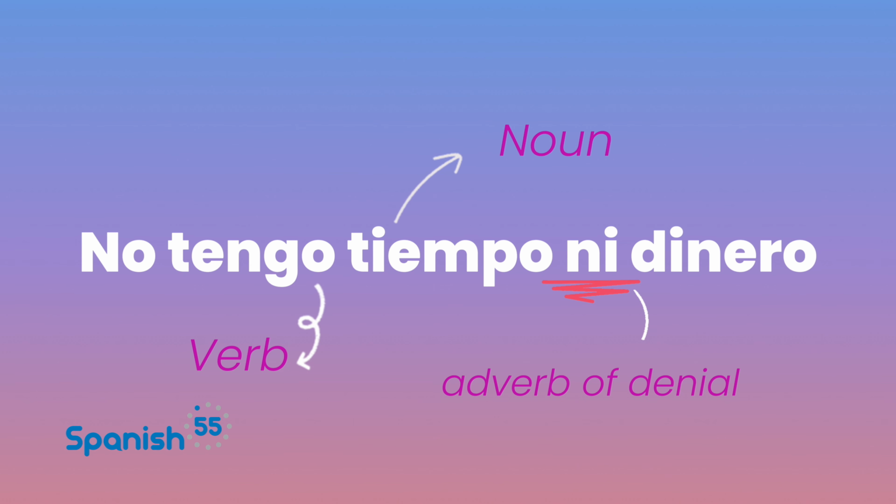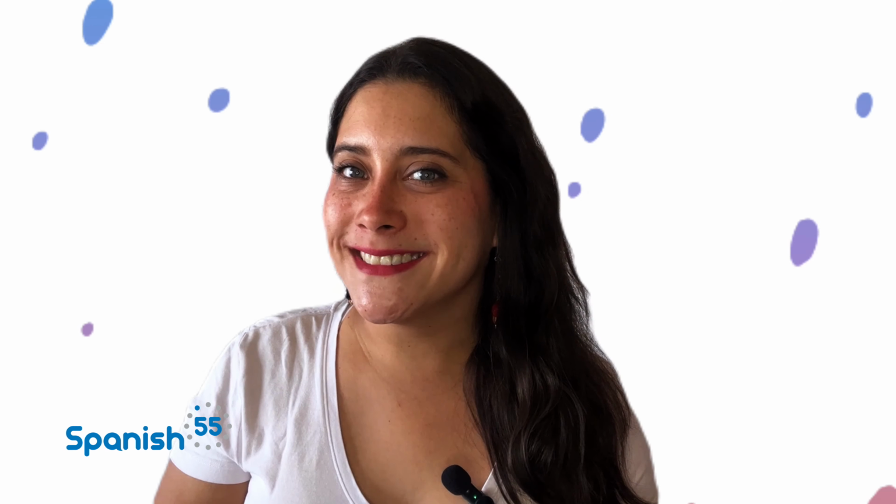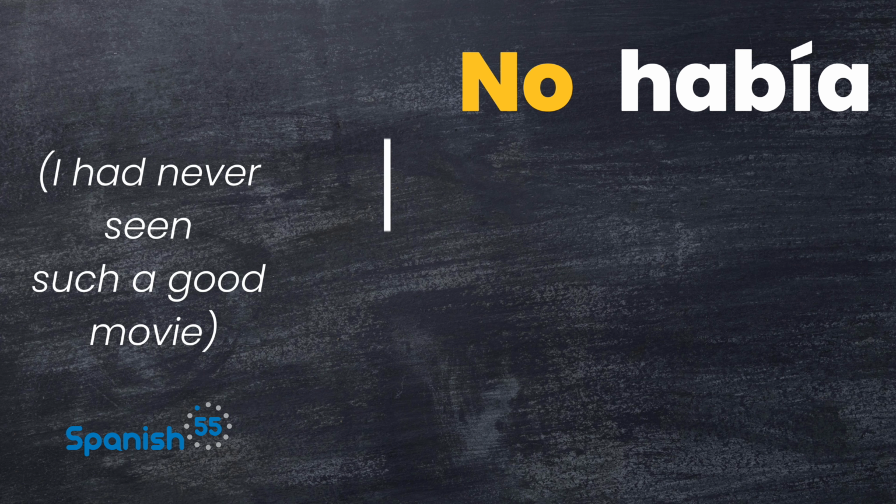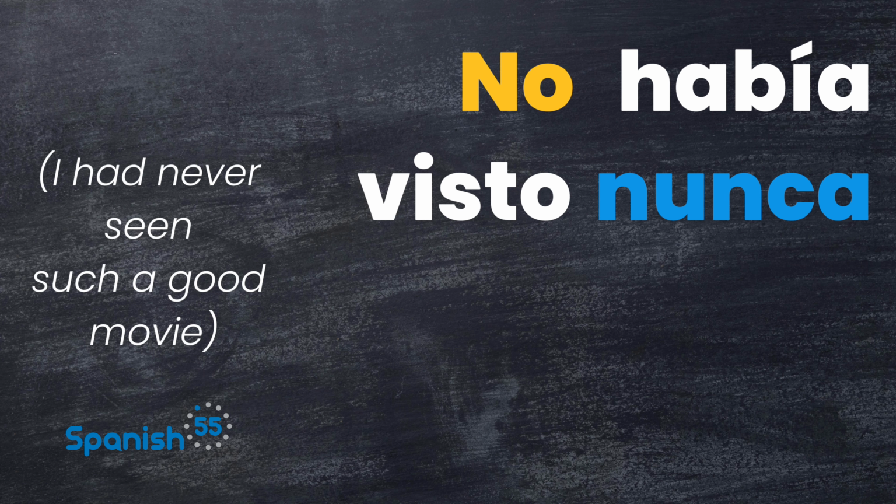Now let's check some double negatives using the words nunca or jamás. So both words mean never, and if you combine them with the word no, you get a stronger negative statement. So let me show you an example. No había visto nunca una película tan buena. No lo había visto jamás en la vida.